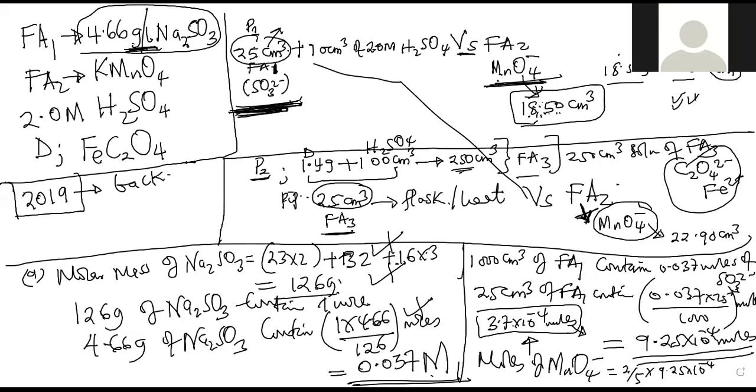So what if they hadn't put grams per liter? They will give you the mass. They can say this is 4.66 grams, maybe dissolved in 500 cubic centimeters. Meaning that you will first convert to grams per liter, then you continue. You would say 500 contain this mass. What about 1,000? Get grams per liter, then continue the way we are doing.